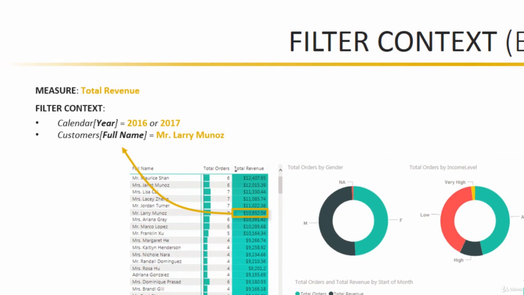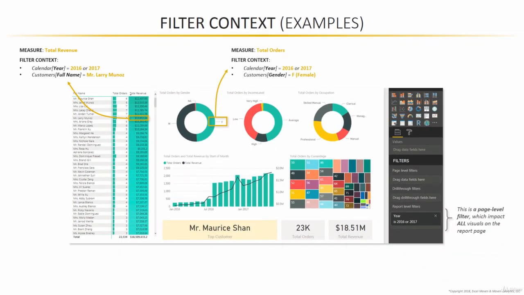So from here, we can actually pinpoint individual measure values to understand what filter context is being passed to them. So for example, this first case in the top left, we're evaluating a measure named total revenue. The filter context is that year equals 2016 or 2017, and that the full name from the customer table equals Mr. Larry Munoz. So with that filter context in mind, the DAX calculation for the total revenue measure evaluates and spits out the result that we see here. In this case, it looks like about $10,852 of revenue.